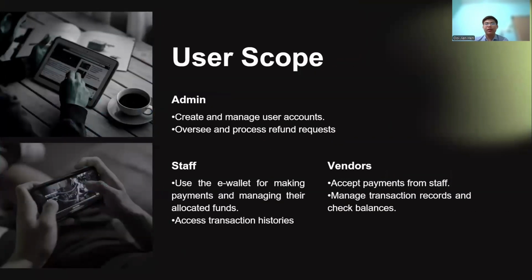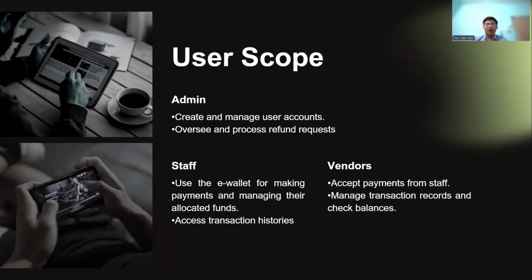And then for the user scope, we have three. The admin is only for creating and managing the user accounts. They create the vendor or staff accounts, and they can also see the process and the refund requests of the staff. When the staff requests a refund, the admin can see it.